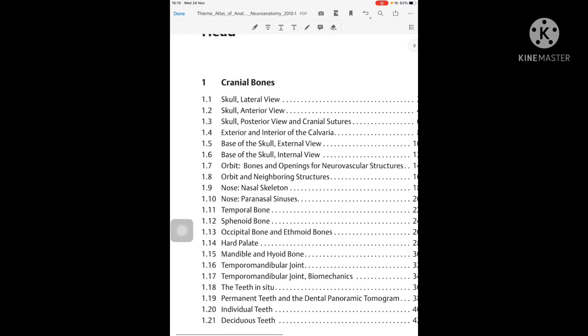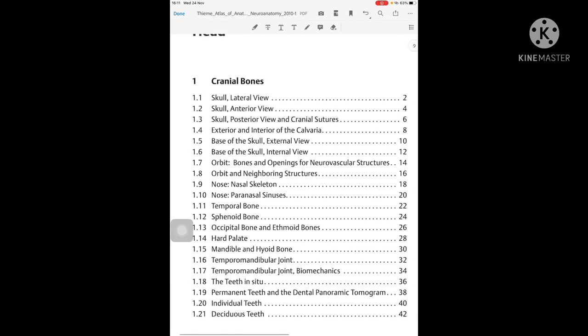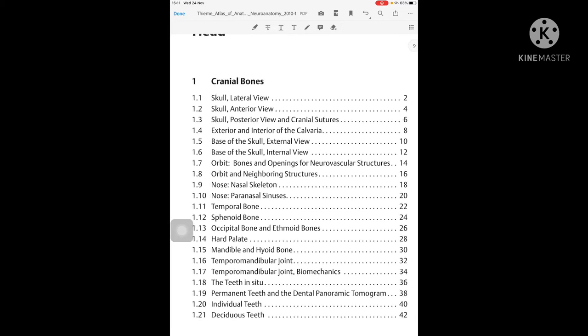First we study the cranial bone. In cranial bone, 21 topics are there: skull lateral view, skull anterior view, skull posterior view and cranial sutures, exterior anterior of the calvaria, base of the skull external view, base of the skull internal view, orbit. In orbit we study bone and openings for neurovascular structures.